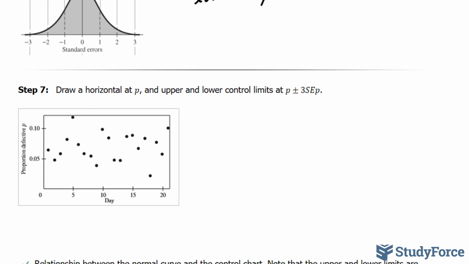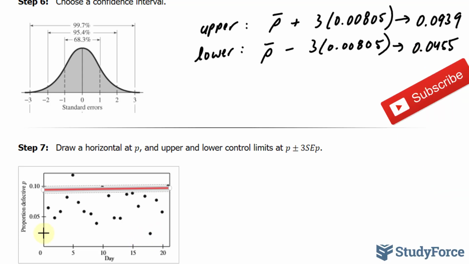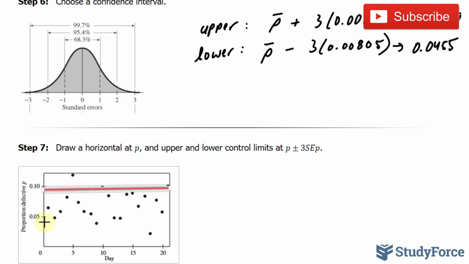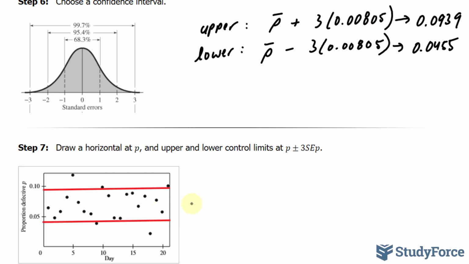Next, we have to draw the upper and lower limits on the chart that we created earlier. So let's go ahead and do that. I'll use my straight line tool. So we had an upper limit, if you recall, at 0.0939. So that's around there. And we had a lower limit at 0.0455, which is going to be over here. Now, of course, if you're doing this more accurately, you would want to use better intervals along the y-axis, although this is good enough for demonstration purposes.